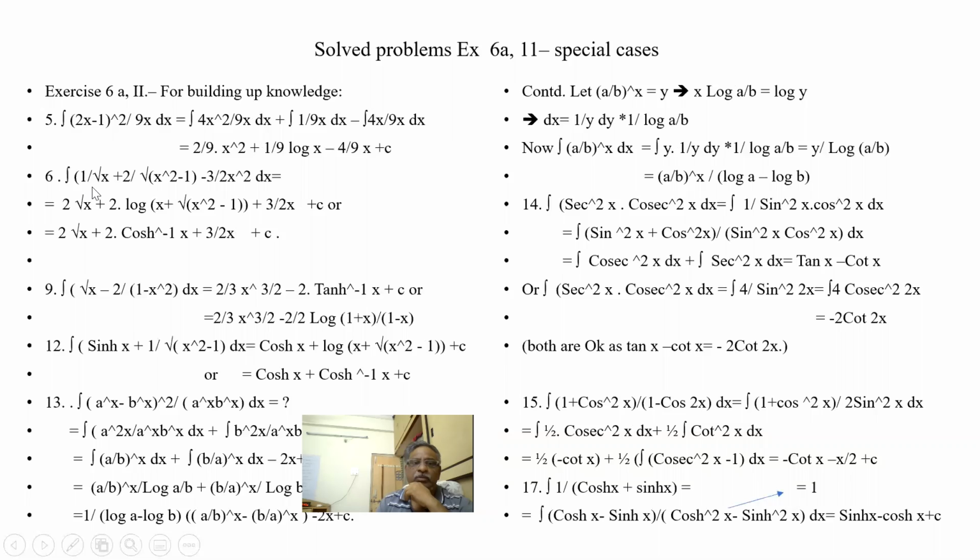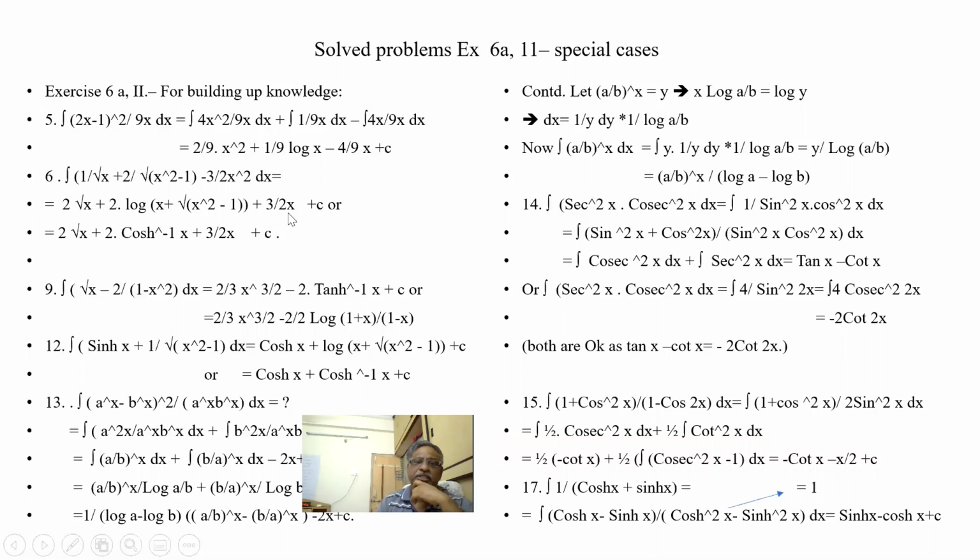Integral of 1 by root x plus 2 by root of x square minus 1 minus 3 by 2 x square dx. This is a 3 form. 1 by root x integration is 2 root x. 2 by root of x square minus 1 is 2 log x plus root of x square minus 1, or we can say cos h inverse x. But let us put 2 log x plus square root of x square minus 1 minus 3 by 2 x square, which means plus 3 by 2 x.